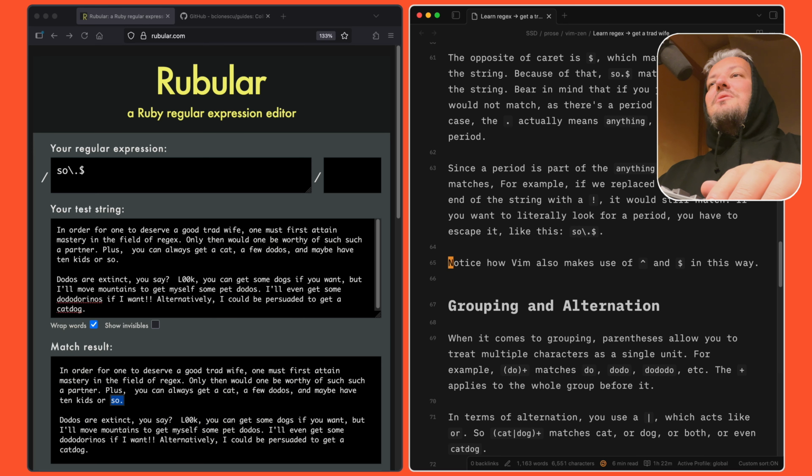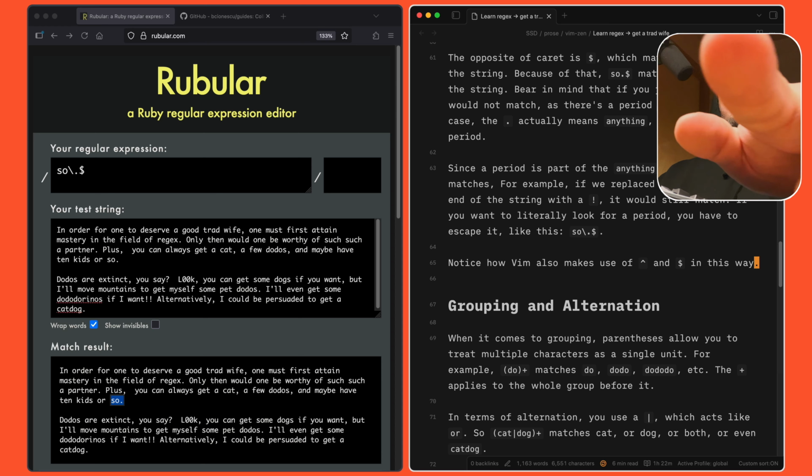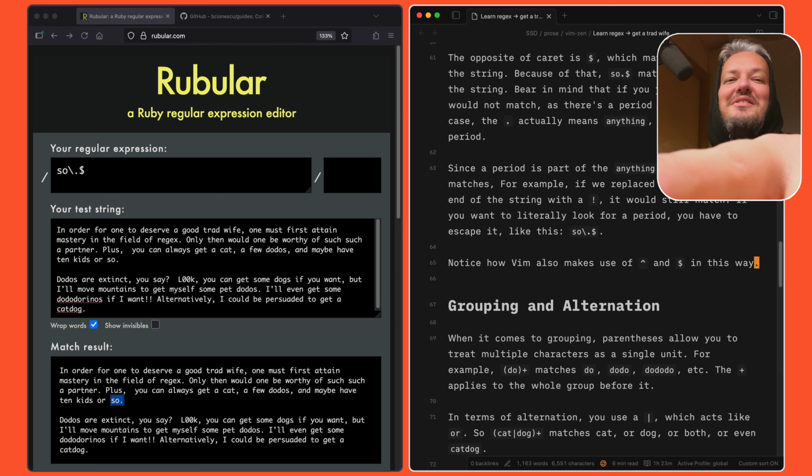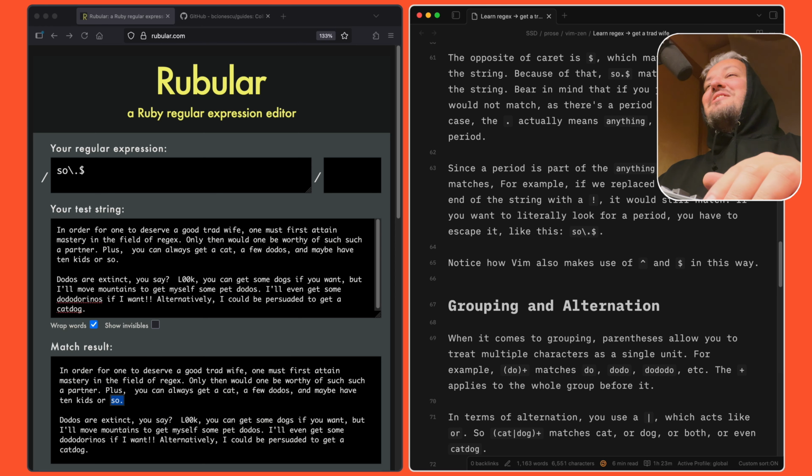Notice how Vim also makes use of caret and dollar. I'm not currently in Vim, I'm using Obsidian for this, but I have Vim motions enabled. If you want to see an Obsidian video, let me know and I'll make one.